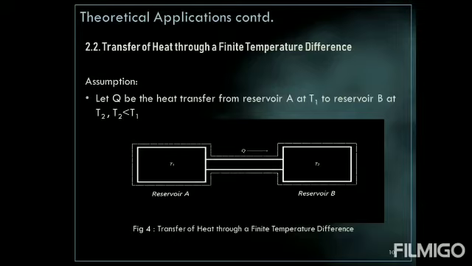Now coming to the second theoretical application of entropy, we have the transfer of heat through a finite temperature difference. Let us assume heat flows from reservoir A at temperature T1 to reservoir B at temperature T2. Here we assume T1 is greater than T2.